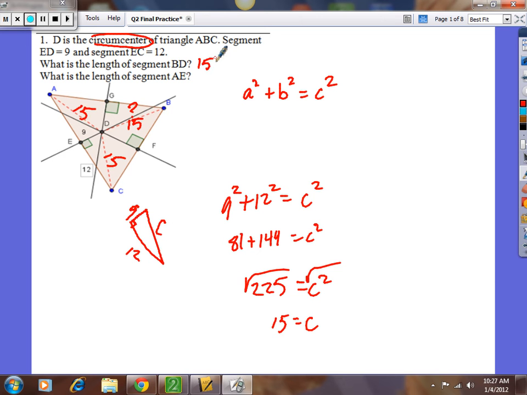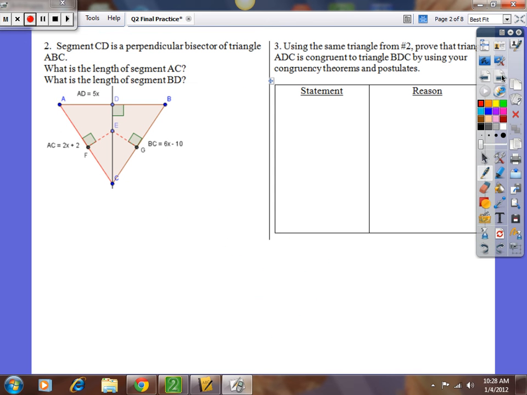Alright. So the second question, what is the length of segment AE? Okay, that's kind of an easy one. A to E is going to be 12 because E to C is 12, and I know that AE and EC are congruent. Alright, that's problem number one.